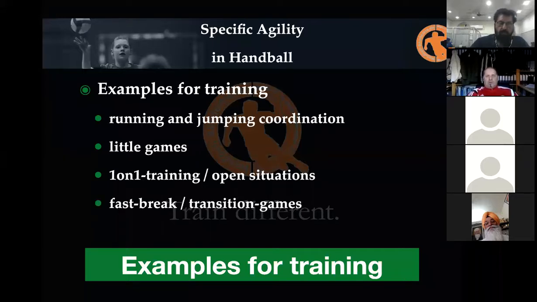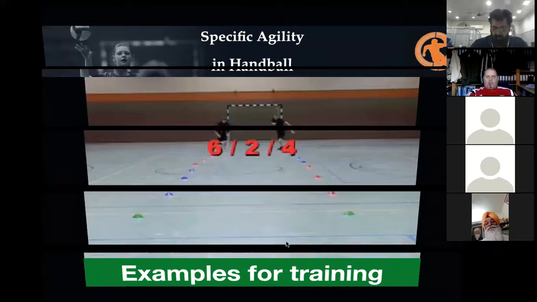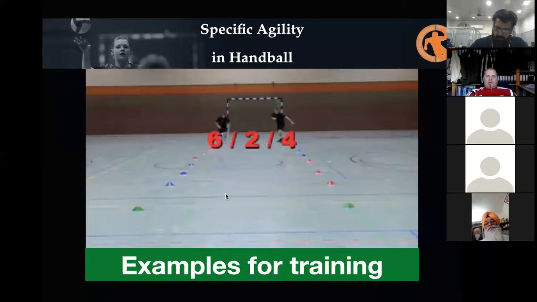We have the fast break and transition games, which really focus on that idea of agility. And we have complex forms of training. I will give you some examples, and then you can see how this methodical formula is transferred. Let's see this challenge for the boys here.